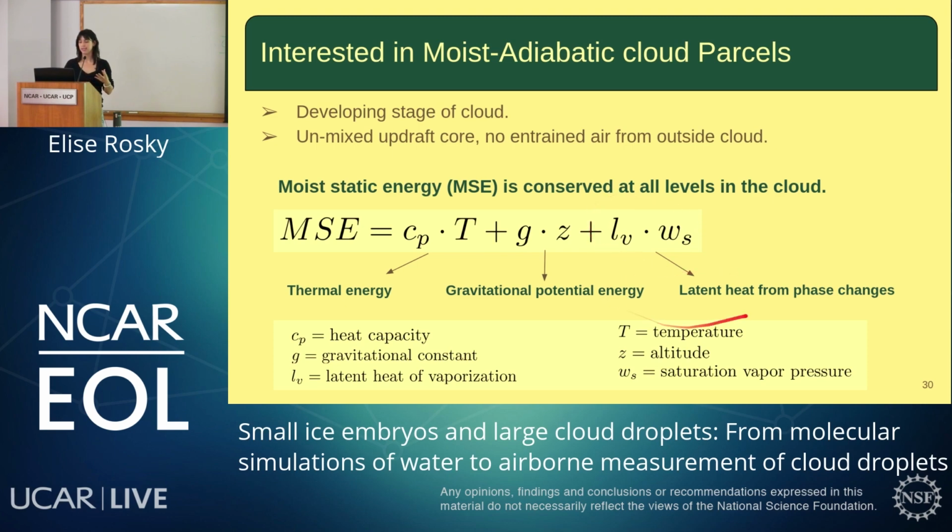And this term is latent heat release from phase changes in the cloud parcel, which will decrease with height in the cloud. So the reason why this variable is conserved is because energy gets transferred between these three different types of energy as the cloud parcel rises. And I just wanted to point out the variable definitions here, but also that these three, temperature, altitude, and saturation vapor pressure, are all variables that we can get from the in-situ cloud measurement.